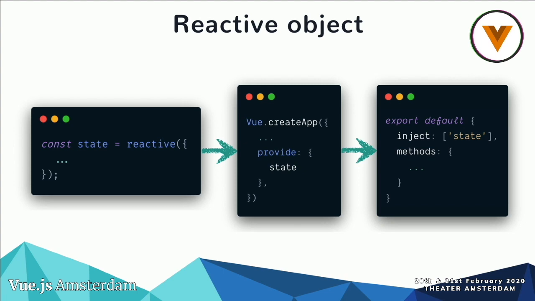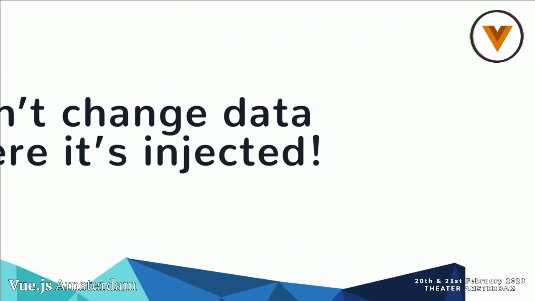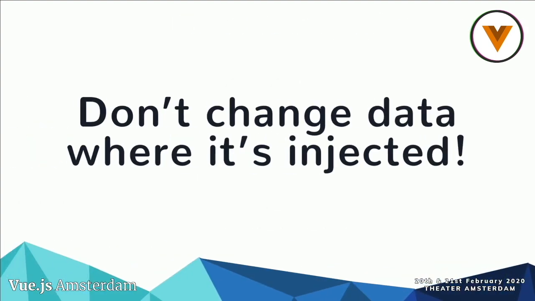It's really, really tempting to start mutating the state where it's injected. Because it's so simple, right? It's right in the component data. Let's just mutate it here, and everything's going to be fine. But it's kind of breaking the idea of one-way data flow. So please, if you follow this pattern, never, ever, ever mutate the state where it's injected. It will be in the docs as well.